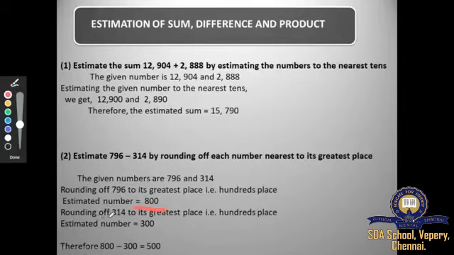Rounding off 314 to its greatest place, that is the hundreds place, the estimated number is equal to 300. Therefore, they have asked to subtract. So 800 minus 300 is equal to 500.